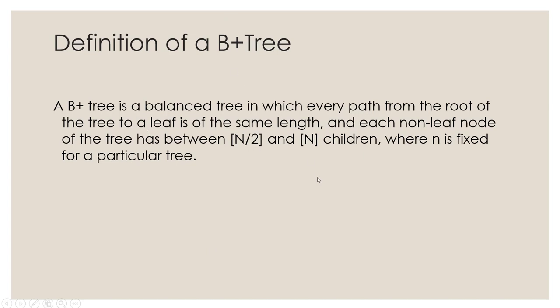And each non-leaf node, so non-leaf nodes are anything in between the root and the leaf nodes, has to have between n/2 and n children. So n is a fixed number for a particular tree. This will be given to you. Usually I'll give you the value of n as 3 or 4. Depending on that, you will have a different number of values in each node.